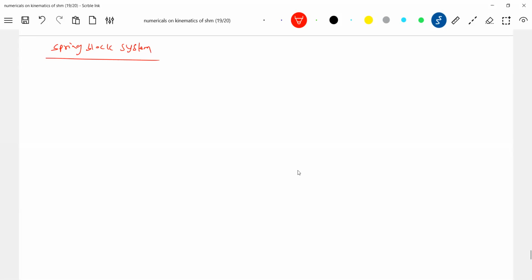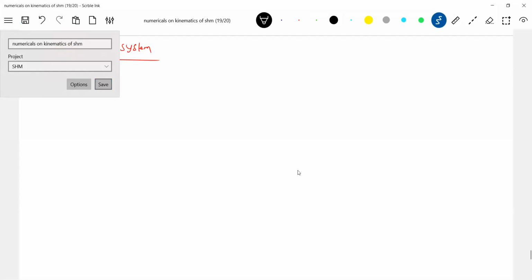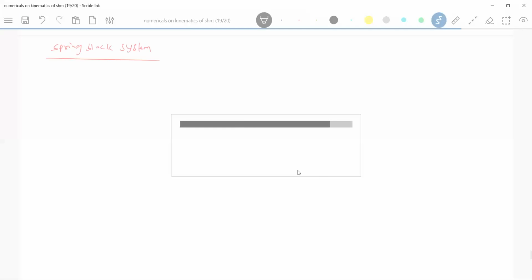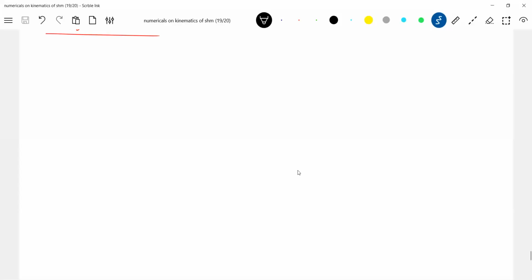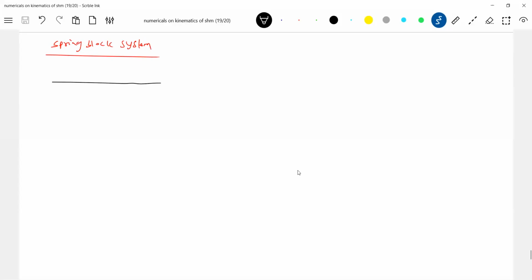How to solve, how to get the time period of oscillations of the spring block system. Okay, let me take this spring. So we have to calculate the time period of oscillations of this block. So what is the method? This is the mean position.